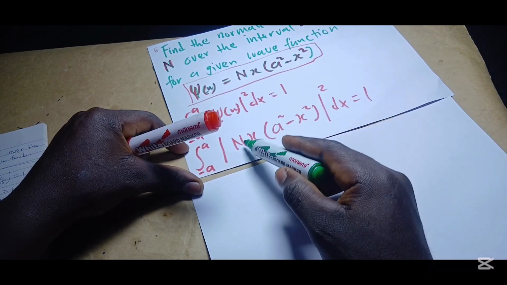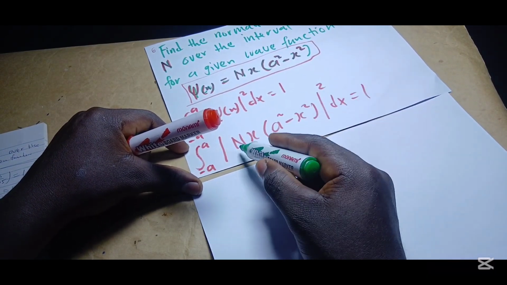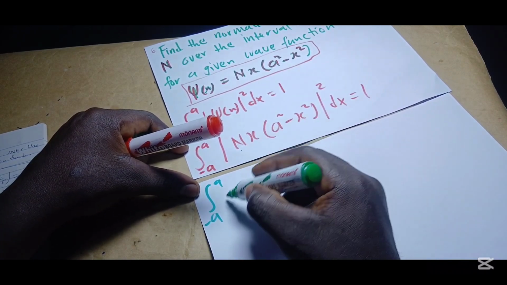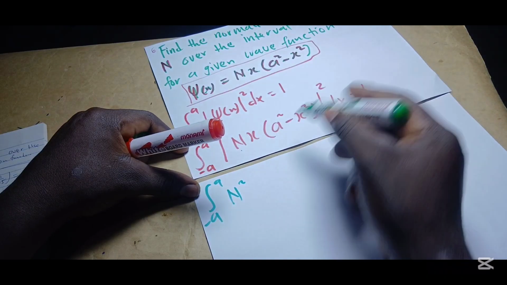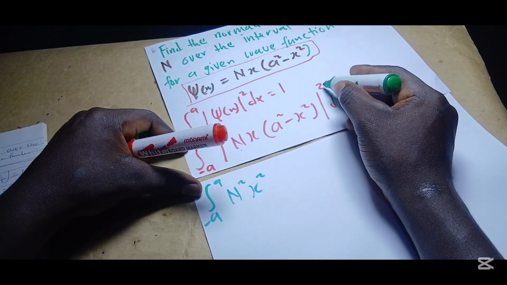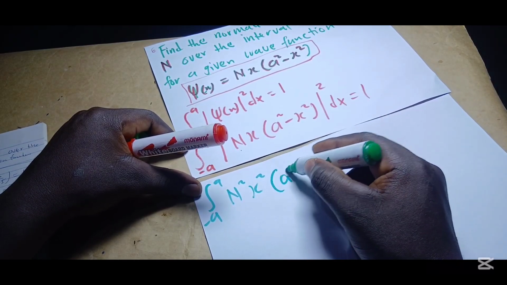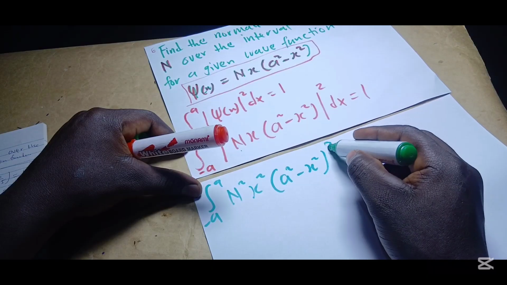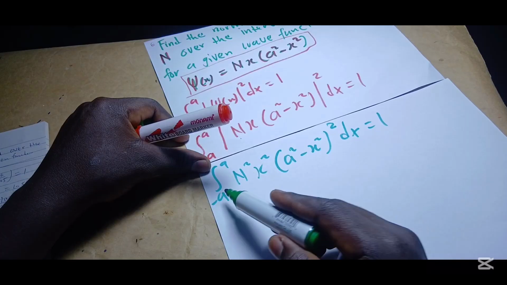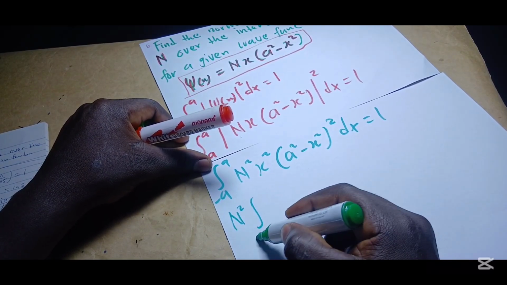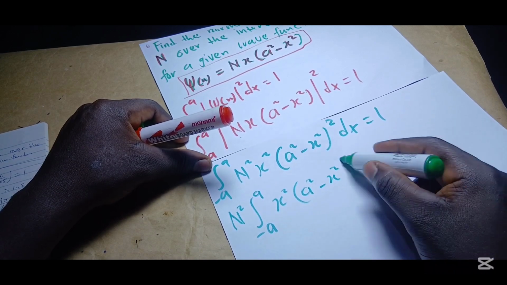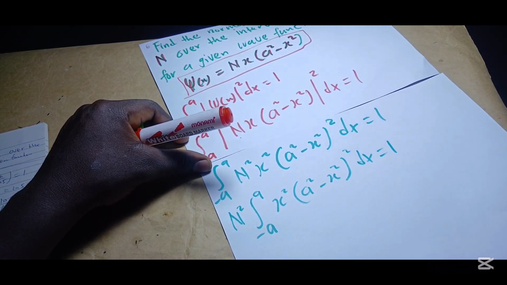So we can go ahead and simplify whatever is under the absolute sign. So N to the power 2. So the integral from negative a to positive a, N squared, then x to the power 2 gives us x squared, and this whole term multiplying, raising to the power 2. So a squared minus x squared all to the power 2, dx equal 1. And since N is a constant, we can factor it out. So N squared integral from negative a to positive a, x squared into bracket a squared minus x squared all to the power 2, dx equal 1.